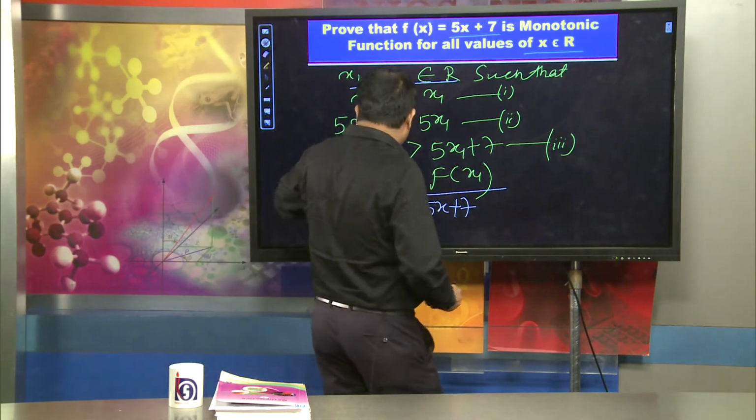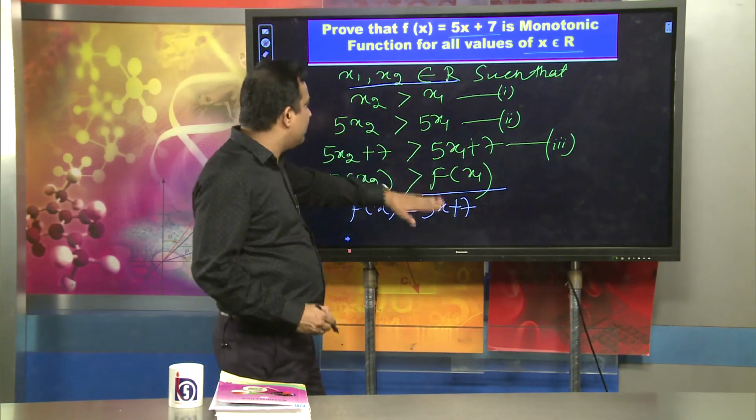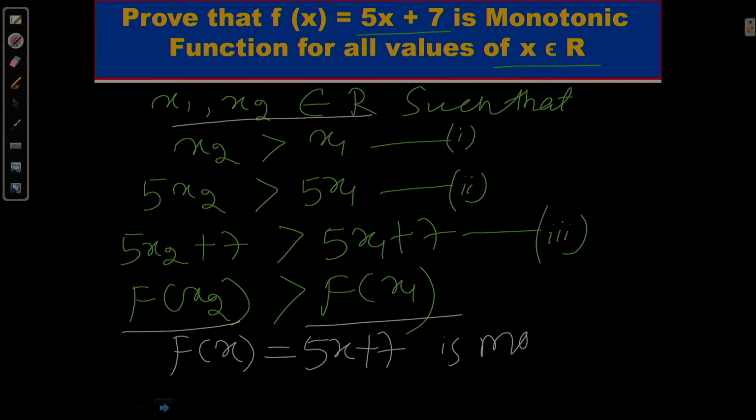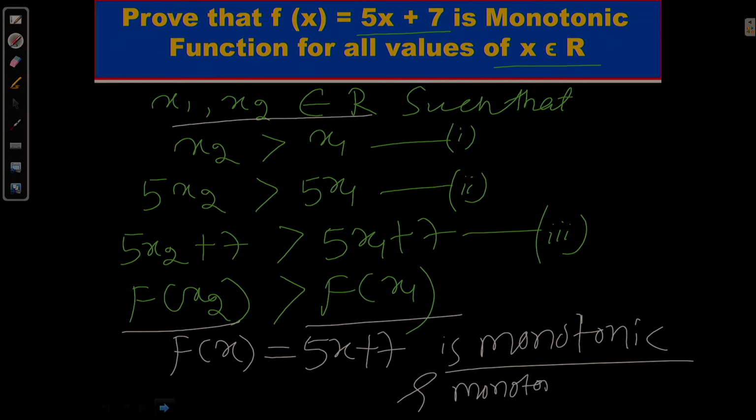So, we can conclude the function 5x plus 7 is monotonic. That is the point: it is a monotonic increasing function. Okay.